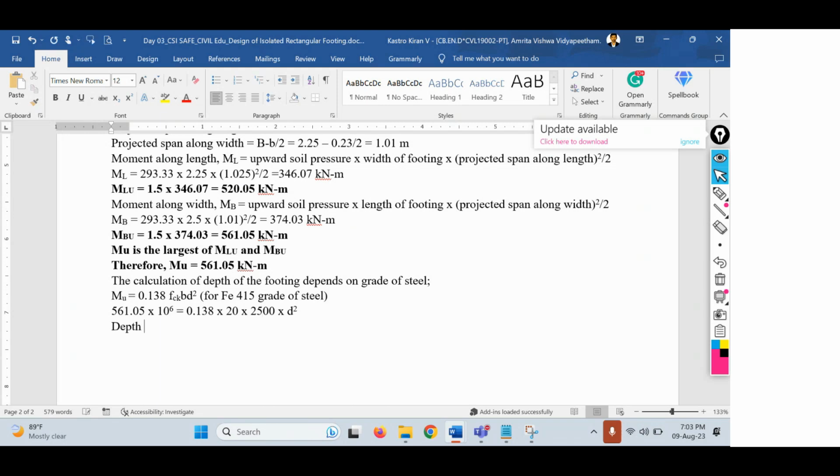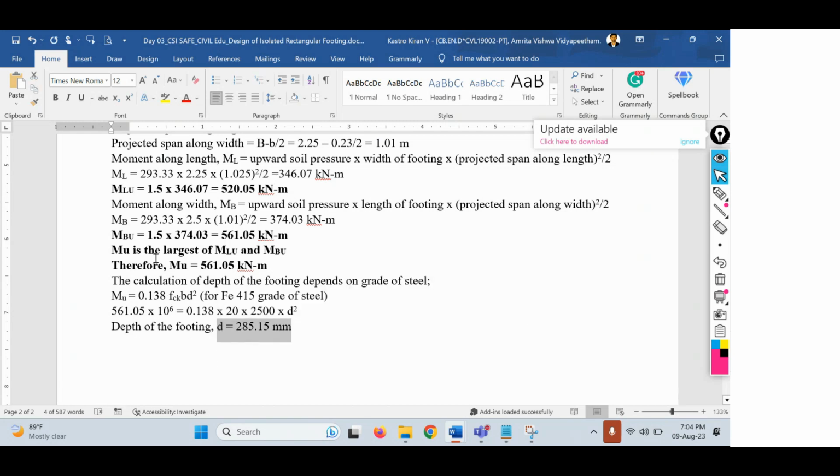D equals, now this is not the overall depth, this is just the depth of the footing, 285.15 mm. So this is the value that you will get. Now here the question is, this is the depth which is based on flexural criteria.